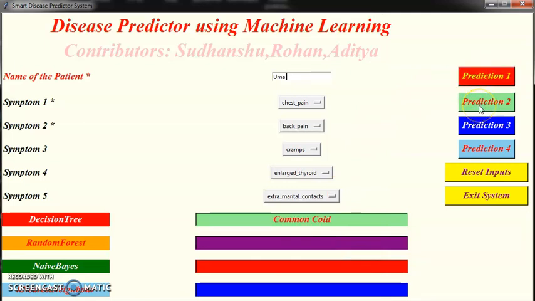Decision tree has shown that it may be a common cold, whereas the random forest has shown urinary tract infection, and naive Bayes has also predicted the same, and k-nearest neighbor also predicted the same. So there is a huge chance that the disease may be urinary tract infection. Again, let's reset the input and let's go to the database.